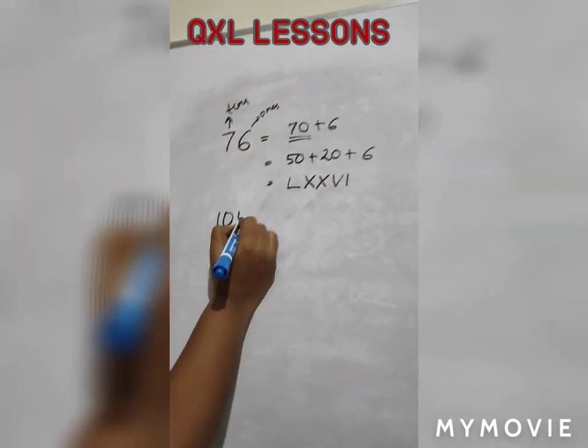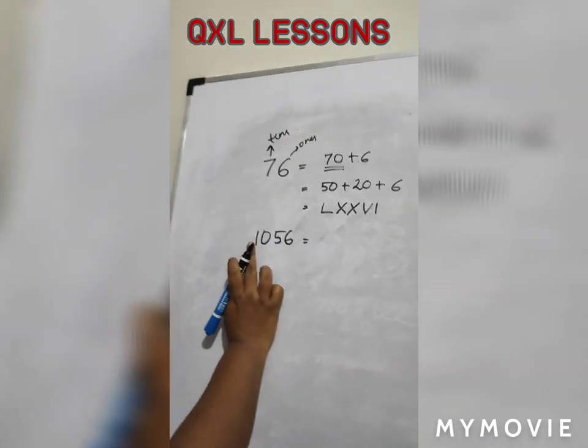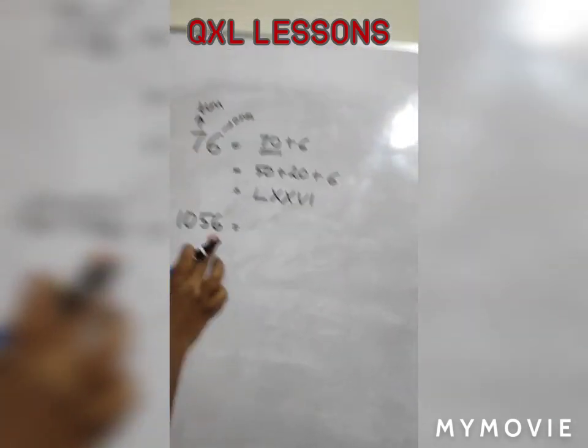So let's take another example. Suppose 1056. How can it be written?